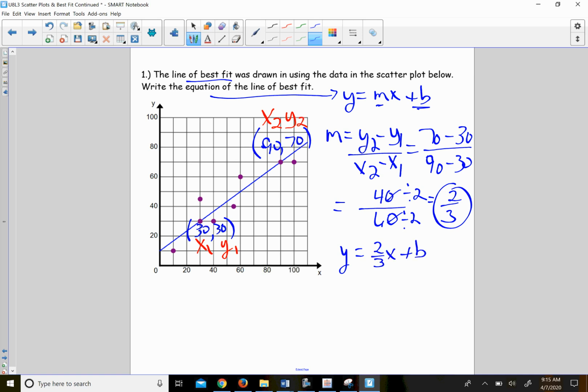So the y-intercept, can you see where this line is crossing the y-axis? We can. It's actually right there. And what is that value? It's going to be 10, right? 10, 20, 30, 40, 50, 60. It's going by 10. So we can say y equals 2/3 x plus 10. There's the equation of the blue line that was drawn in. Now notice the slope is positive and the trend is positive. That should happen. That's kind of a quick check.